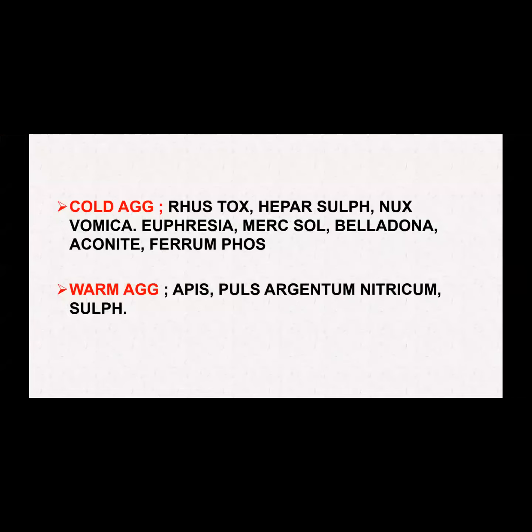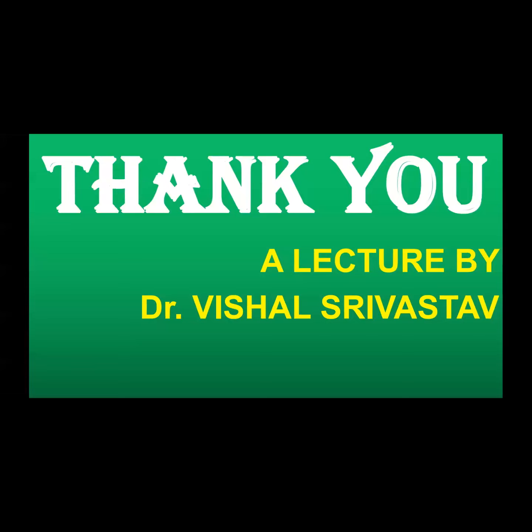If the patient is hot, like Apis, Pulsatilla, Sulphur and Argentum nitricum, then their complaint will become aggravated in the warm. So cold aggravation is in Rhus tox, Hepar, Nux vomica, Euphrasia, Merc sol, Belladonna, Aconite, Ferrum phos, and in the warm: Apis, Pulsatilla, Argentum nitricum, Sulphur. So that is all about today's session.